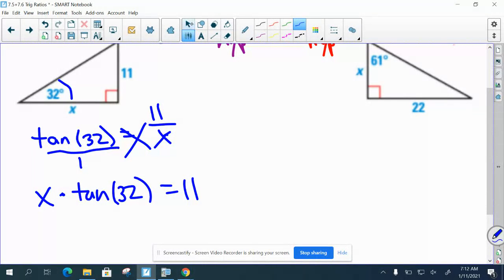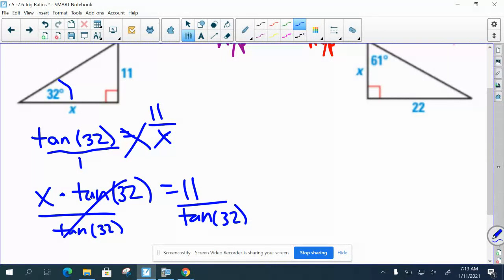Right, so now it's x times this. And now if I plug the tangent of 32 in my calculator, I actually get a number. So tangent of 32 represents some number. So remember, if you have x times a number, to get x by itself, you would divide by that number. So we're going to divide the side by the tangent of 32. Okay, so those cancel. And then over here, we're going to take our calculator and do 11 over the tangent of 32. So let's grab our calculators.